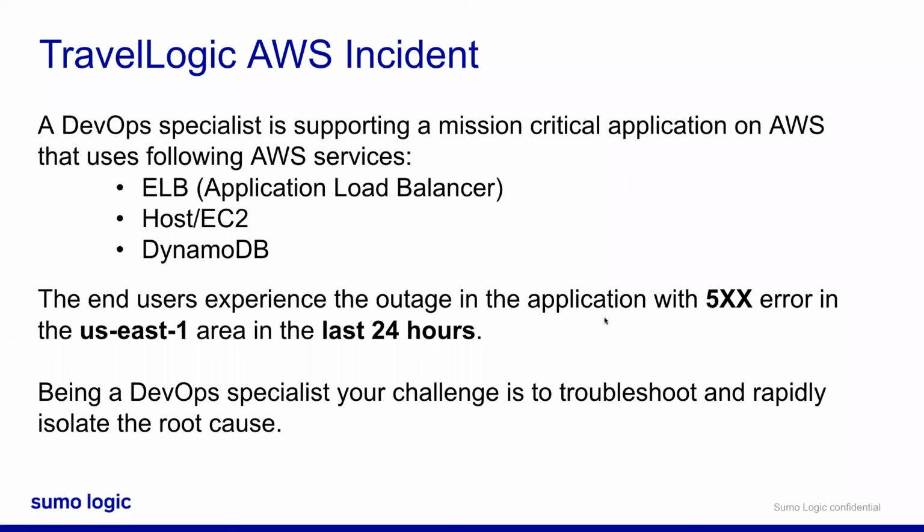Specifically, the end users are experiencing an application error of getting 500 errors. So when you go to a website and you get a 404 file not found, that's an error. In this case, they're getting 500 errors, which are going to be indicative of something, and we'll see what that something is shortly. Specifically, they're getting those 500 errors in the US East 1 area over the last 24 hours.